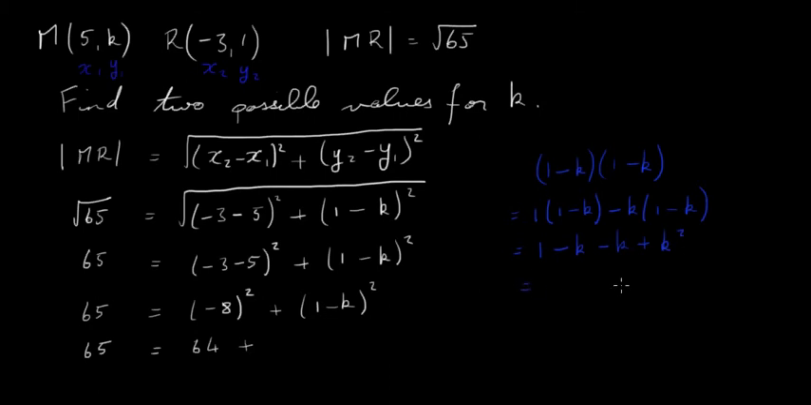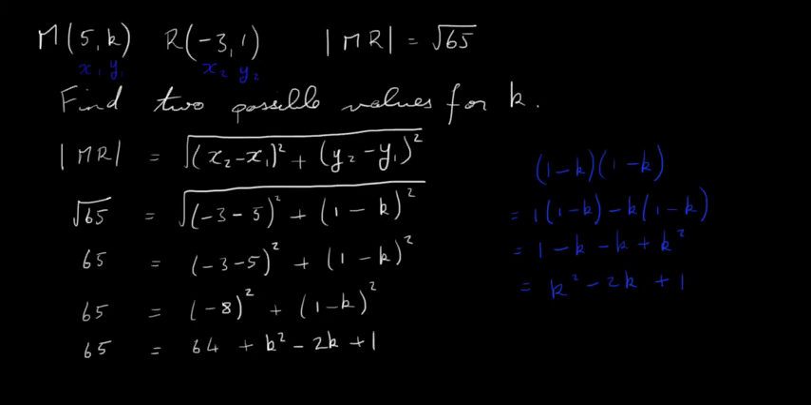Now I'll just rewrite that with k squared first. The k is next, so that's minus 2k, minus k and minus k is minus 2k, and then we've got a plus 1 here as well. So it's k squared minus 2k plus 1. So when we square that, this is what we get. So I'm just going to write that down. So we've got plus k squared minus 2k plus 1.